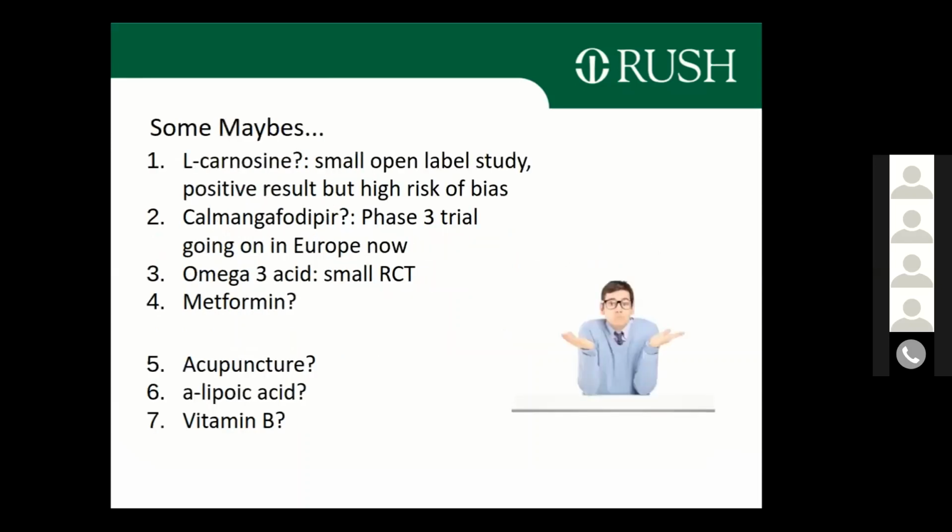So some maybes. There's a nutraceutical, a supplement called L-carnosine, a small trial that actually looked pretty impressive. So 61% of the patients who didn't get L-carnosine got neuropathy, but only 3% of the patients who got it got neuropathy. But again, this was I think 50 patients, so a very small trial, and it definitely needs more data.